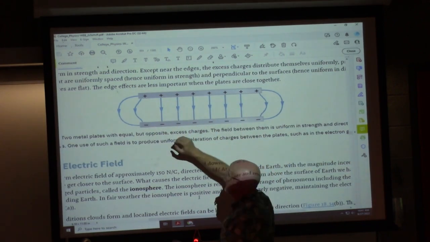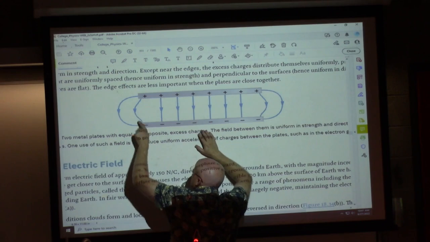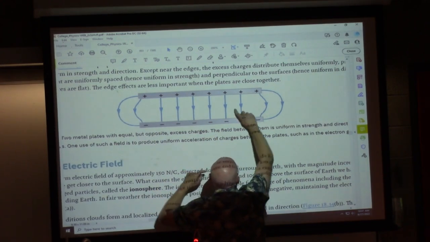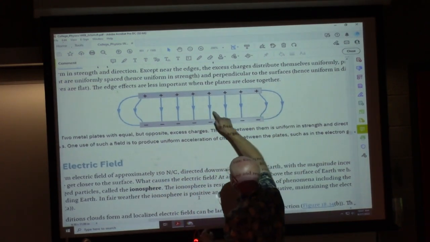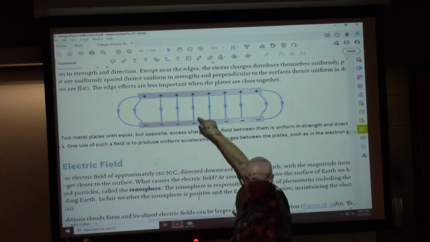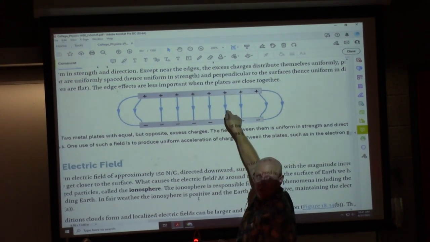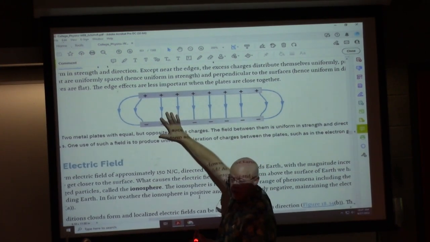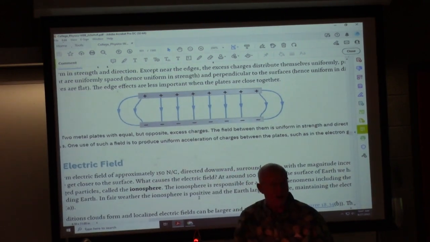Now, on the edges, you can kind of see how a positive would maybe arc around like this. But in the plate, you can see how a positive would just go, it doesn't matter where in the plate, as long as you're not near an edge, it would just go kind of straight down.